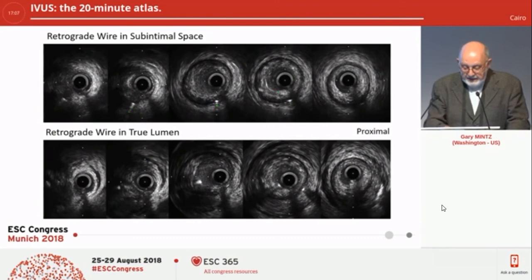You can see that the IVUS catheter is in the true lumen, but the guide wire is here in the false lumen, and by aggressive dilation, they can now enter the guide wire into the true lumen, and therefore you have connected the true proximal and distal lumens.